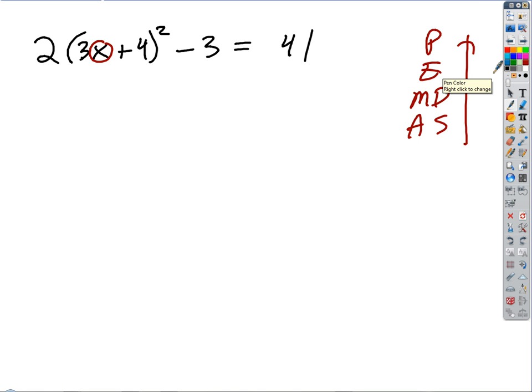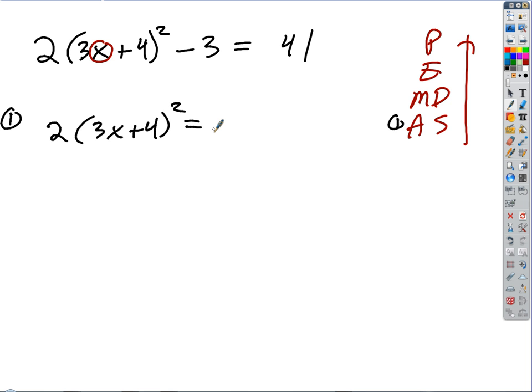Okay, so first thing you said was add 3, right? So we go first step, add 3, and that gives us 2 times the quantity 3x plus 4 squared equals 44. Good. Okay, divide by 2. So the next step is divide by 2. And would you agree if I divide by 2, both sides?